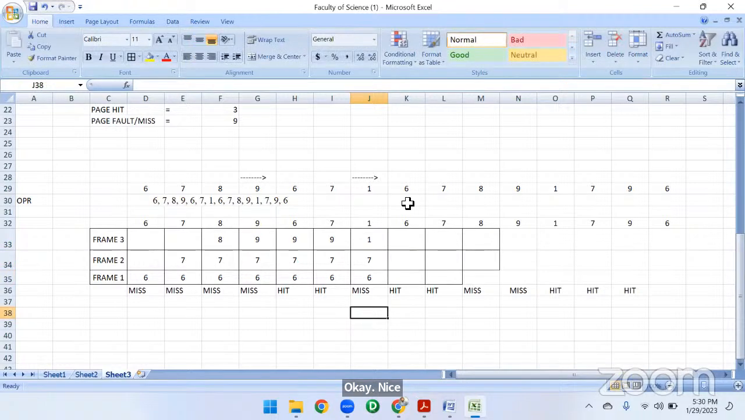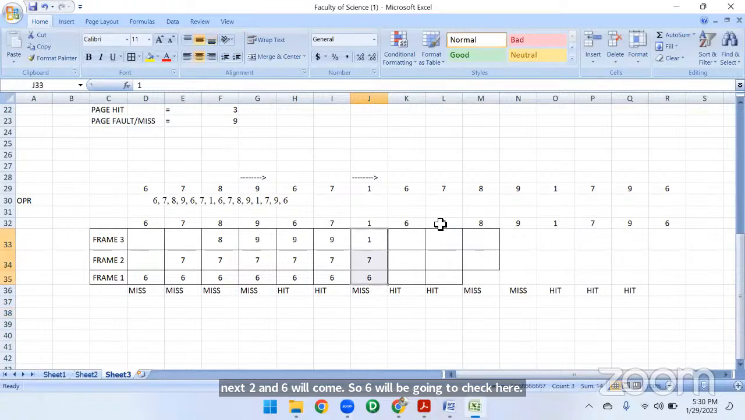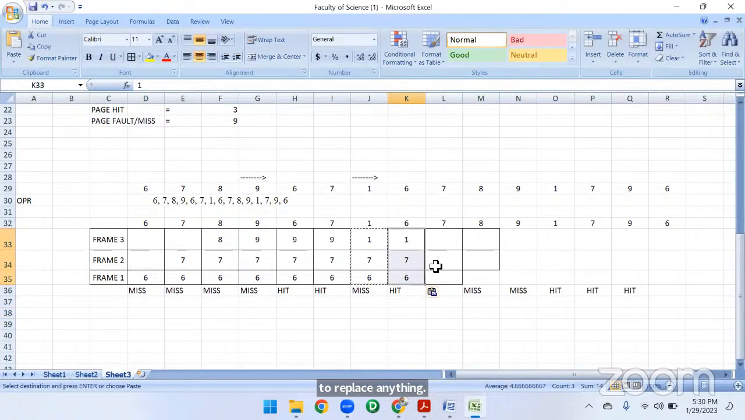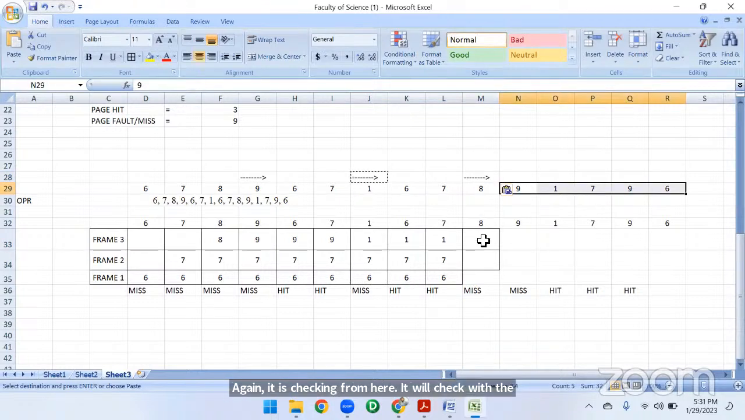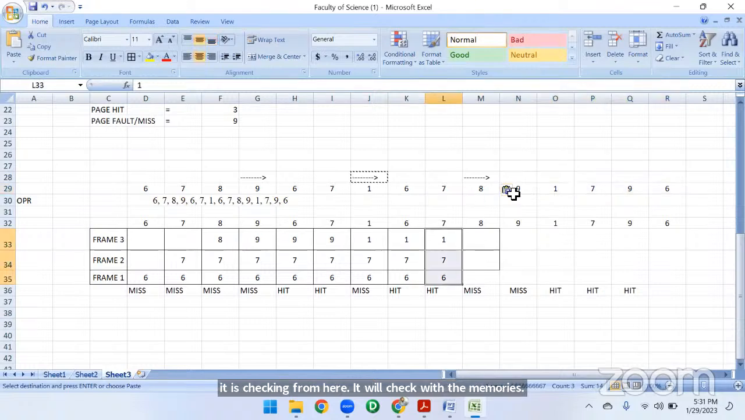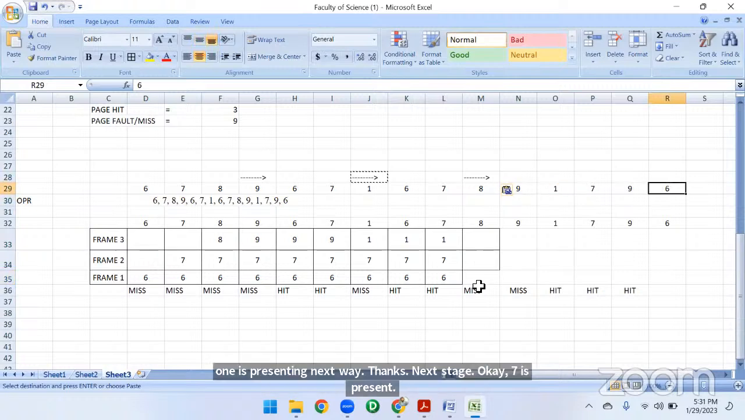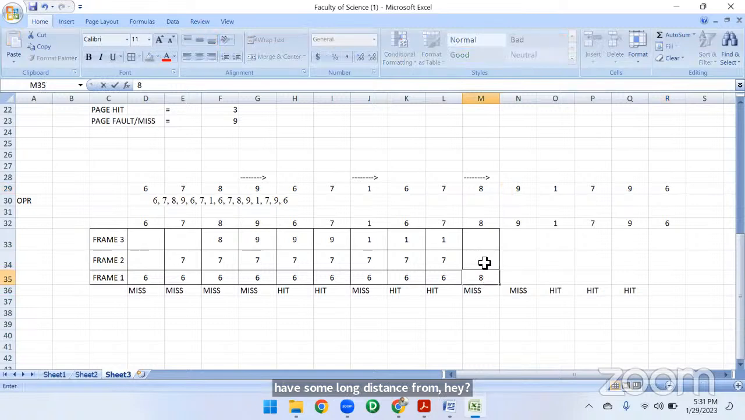Next, when 6 comes, it checks here. 6 is already available, so there is no need to replace anything. When 7 comes, 7 is also already available, so no need to replace. When 8 comes, 8 is not available here, so it checks the future pages. 7 is present at the next stage, at third place, and 6 is present at the last place. It has a long distance, so it will be replaced with 8. 6 has been replaced with 8.